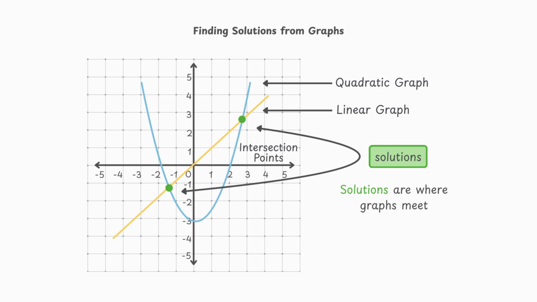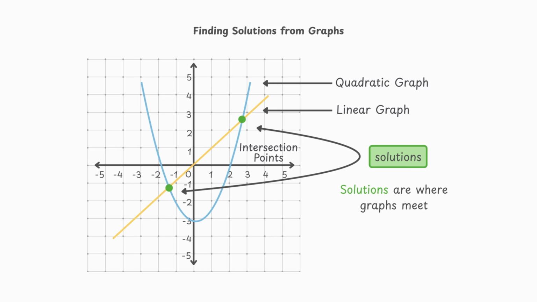Now, let's take this idea further and apply it to a full example. We are given the graph of y equals x squared minus 3x minus 1, and we are also given the expression x minus 2. The question is asking us to estimate the solutions of the equation x squared minus 3x minus 1 equals x minus 2. Now think carefully about what this means. We are trying to find the values of x where both sides are equal.